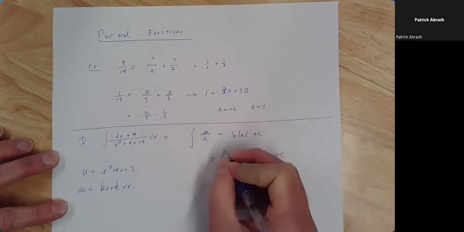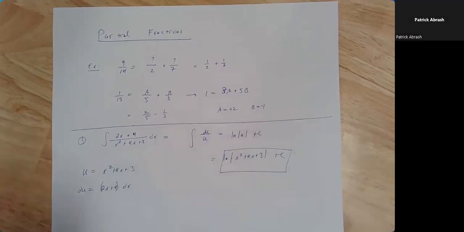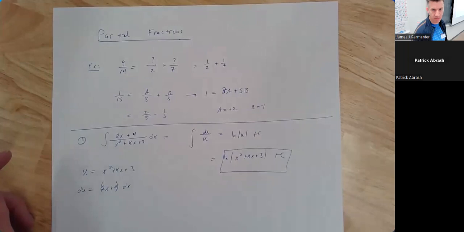plus c. Now I will say, you totally could have done this integral using the method of partial fractions, which we're about to talk about. And you shouldn't if you can do u substitution. Or in other words, if you can do u sub, you should always do u sub. U sub is the easiest. Everything else is harder, in my opinion.